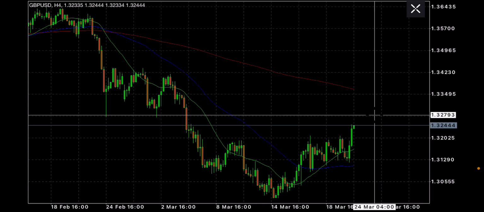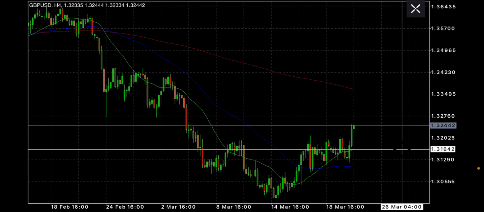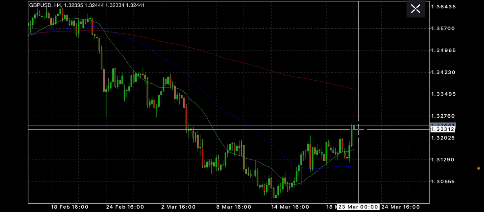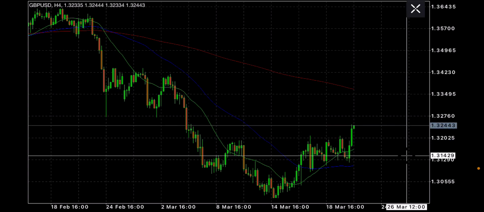But right now, what we're going to see is probably a push up to this area here before we range out and go back down. Or we could kind of push up initially here and then start to go down from this point here.